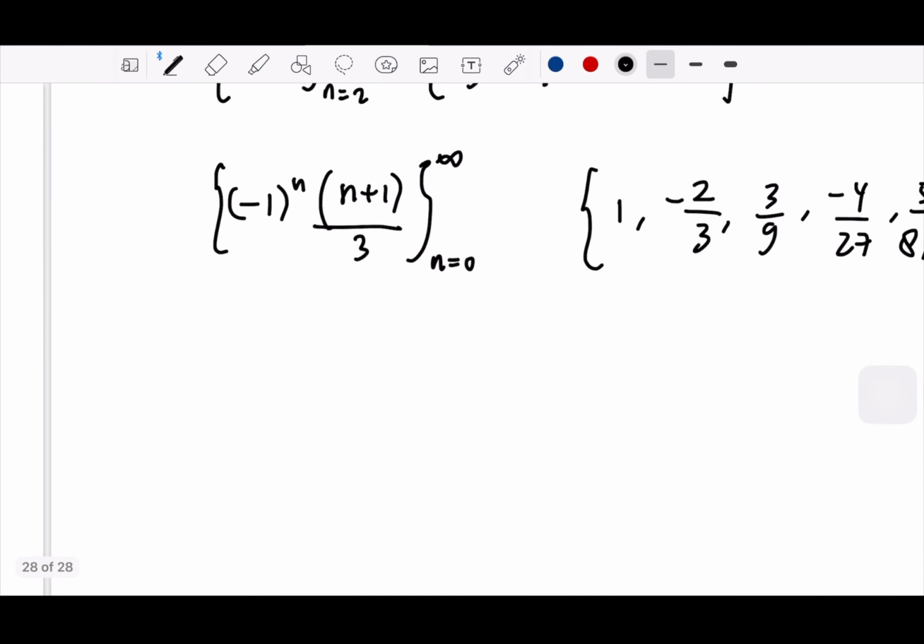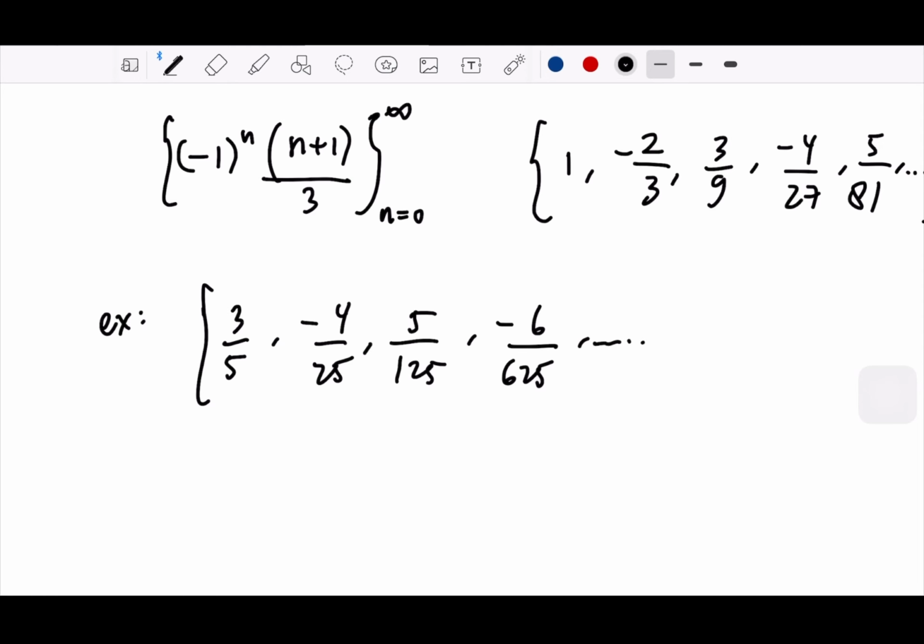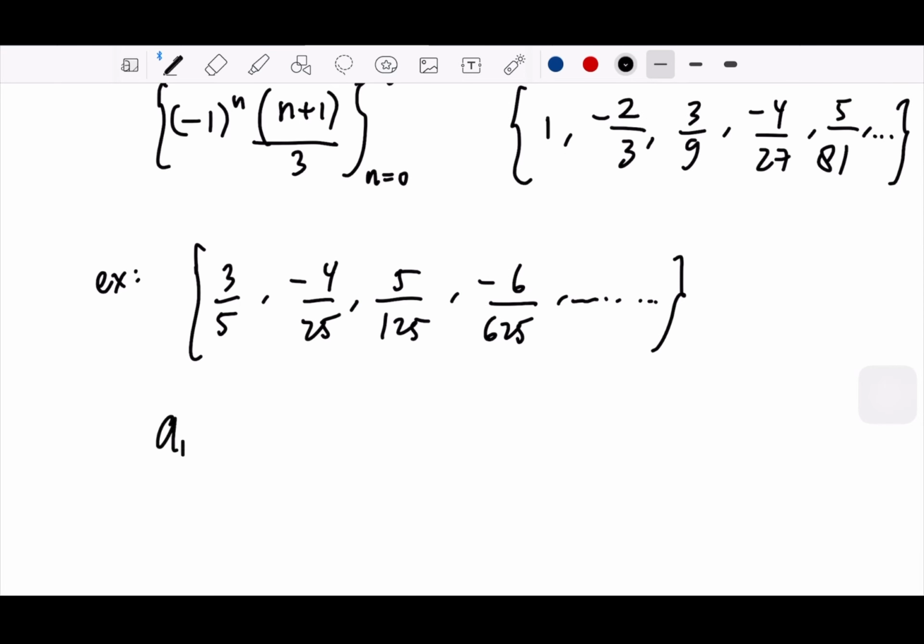So for example, if we have the pattern that starts from 3 over 5, -4 over 25, 5 over 125, -6 over 625, and so on. So the general formula for a_n is, we can check. a_1 is 3 over 5, right? a_2 is -4 over 25, and so on.